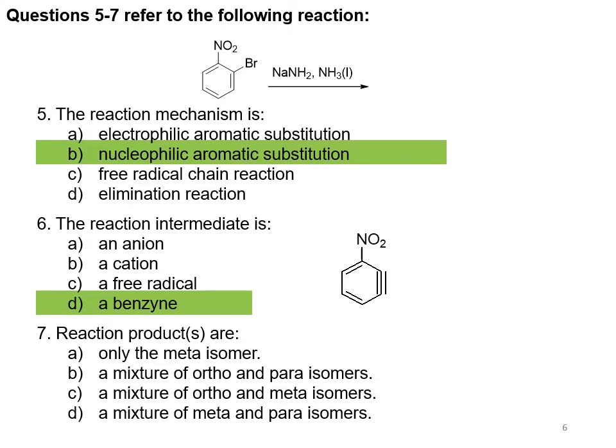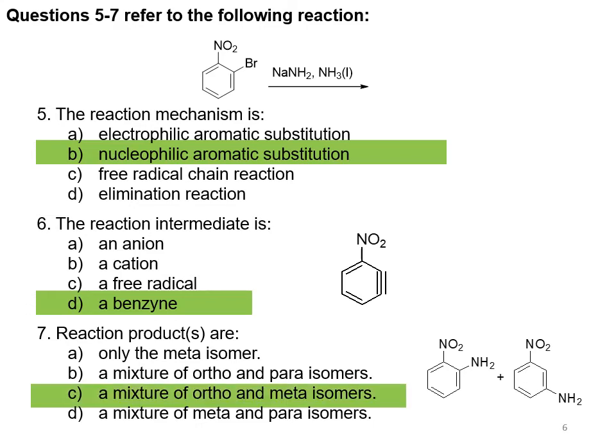And so addition to either carbon of the triple bond will result in formation of a disubstituted benzene, and that means a mixture of ortho and meta isomers. We already have the nitro group there, and the triple bond is next to it, so it's going to be ortho and meta isomers. Again, it's best to use pen and paper when answering questions like this, rather than trying to just figure out the answer by inspection.